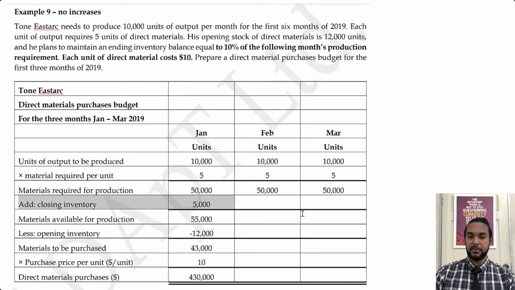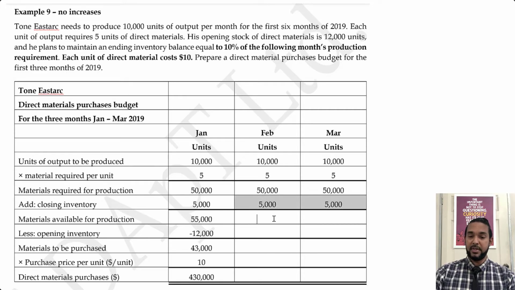So the closing stock for any month is 10% of the following month's production requirements. Now, thankfully, all of the months for the first 6 months of the year have the same number of units to be produced, the same requirement of materials per unit, and therefore the same materials required for production. So it means that the closing inventory will be 10% of the same 50,000 for the first 5 or 6 months. So we're seeing it there, 5,000.